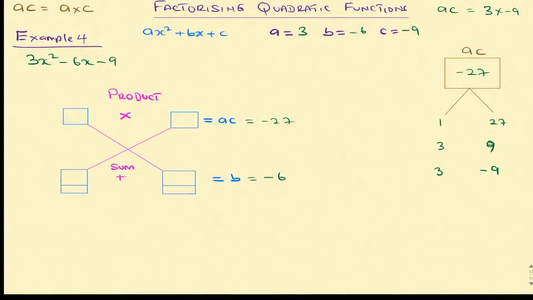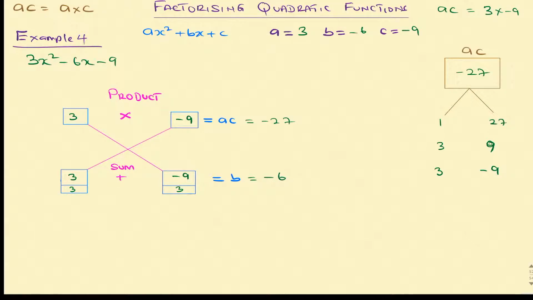So in the top boxes, we put 3 and minus 9. In the bottom box numerator, we put 3 and minus 9. In the bottom box denominator, we put a, which equals 3. So we divide by 3.